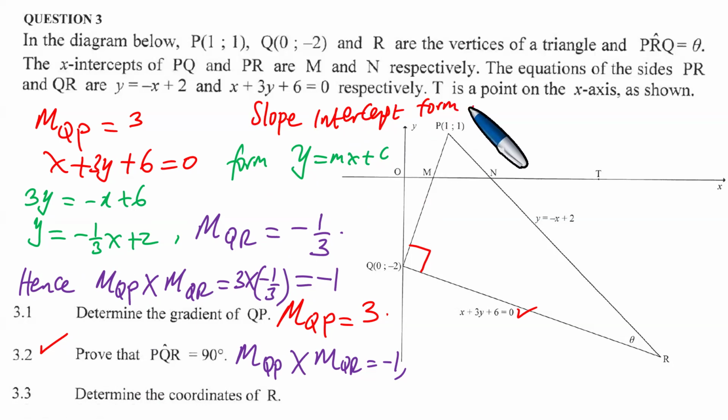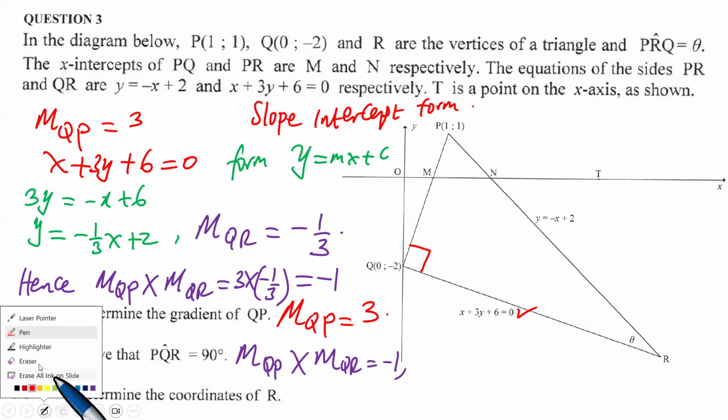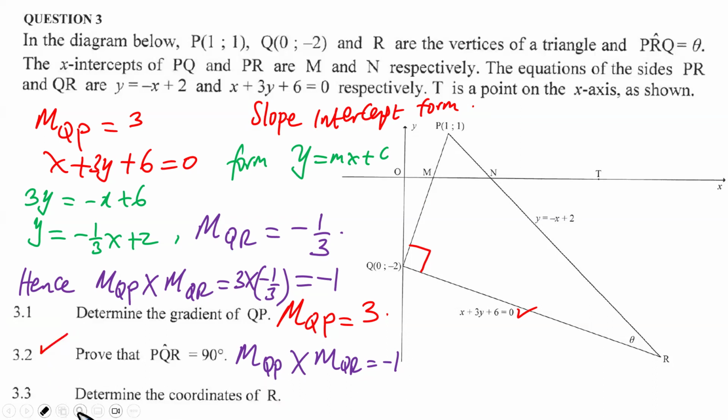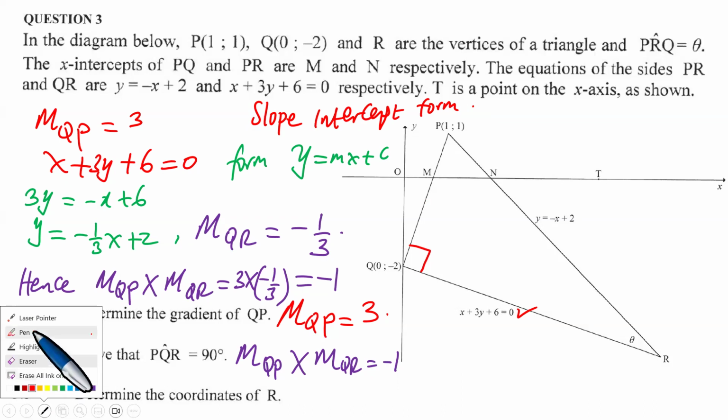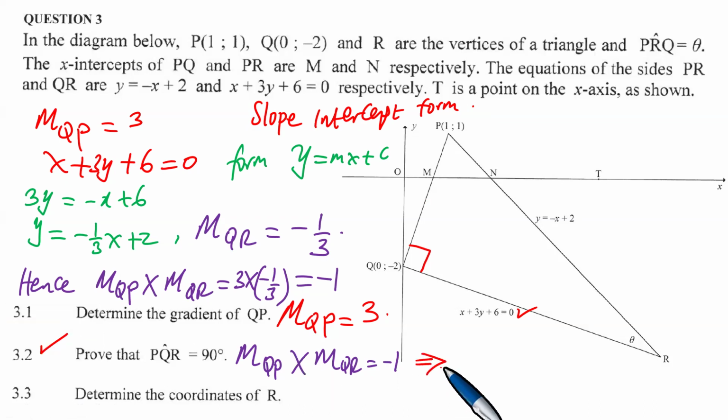Okay, now, the product of the gradients is minus 1, so what is the implication? If you multiply two gradients and you obtain minus 1, it means, therefore, that QP is indeed perpendicular to QR. Why? Because the product of the gradients is minus 1. It therefore means that the two lines are perpendicular. In this case, QP is perpendicular to QR.